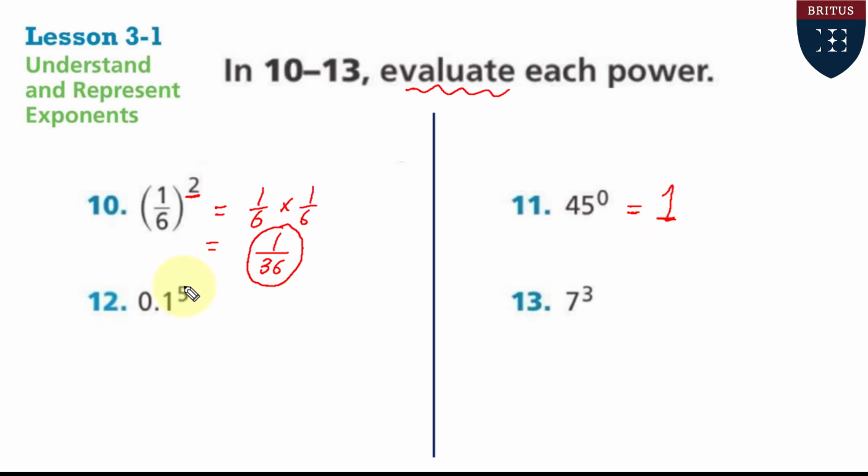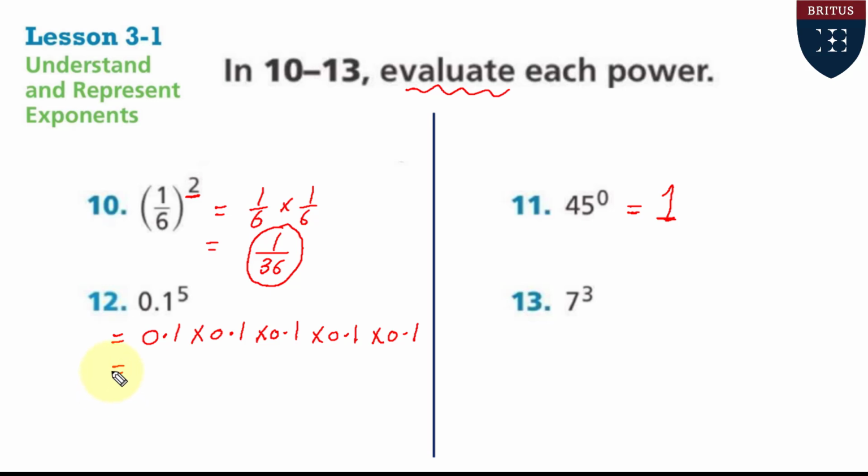0.1 raised to the power 5. How can we find its value? It's easy. We just repeat 0.1, 5 times: 0.1 times 0.1 times 0.1 times 0.1 times 0.1.